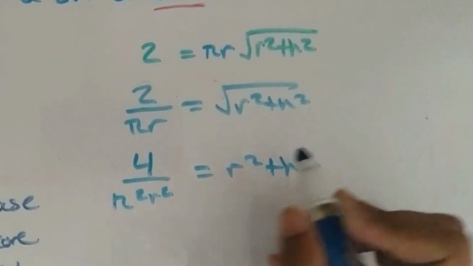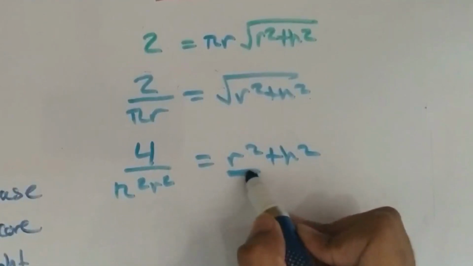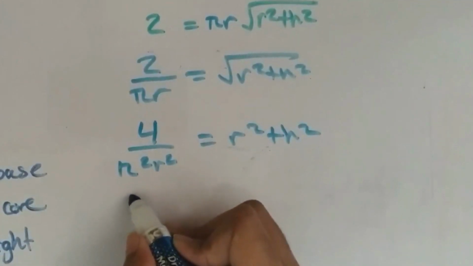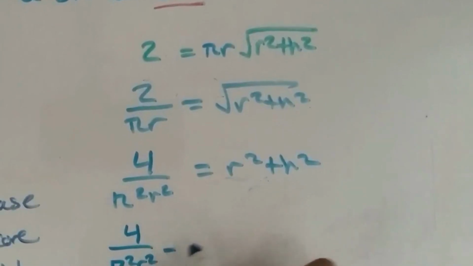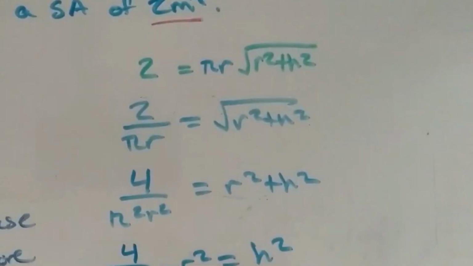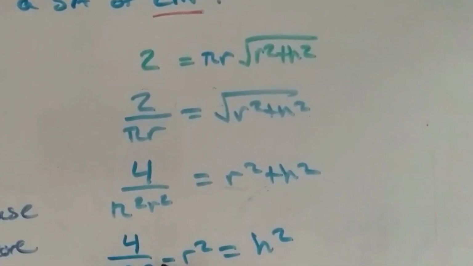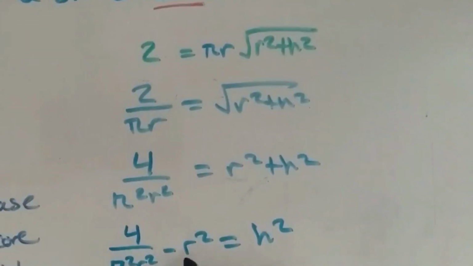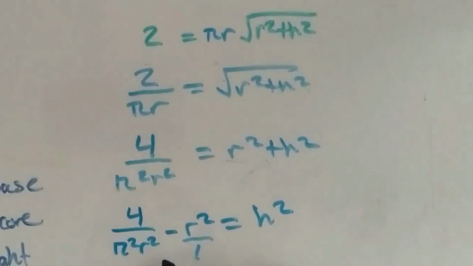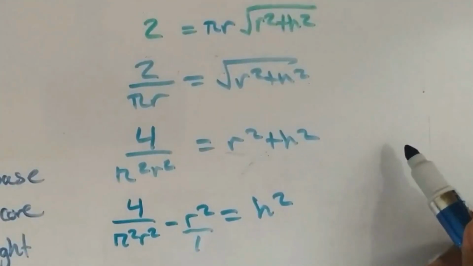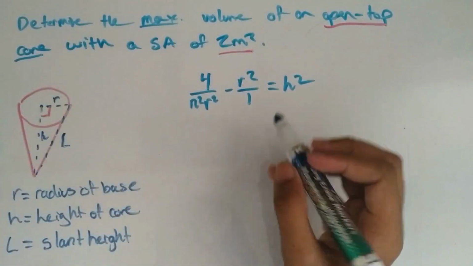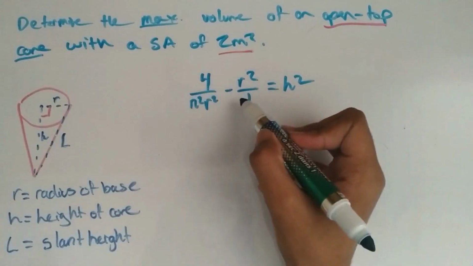Now we're going to work with this r squared over here. So we're going to subtract it from the other side. So we get 4 over pi squared r squared minus r squared is equal to h squared. Now it becomes obvious that the next step is going to be taking the square root of this side. However, before we do that, we're going to want to make this into a common denominator. So we can imagine this as r squared over 1. And we can do some cross multiplication now. So I've just rewritten the equation here, and let's now cross multiply.